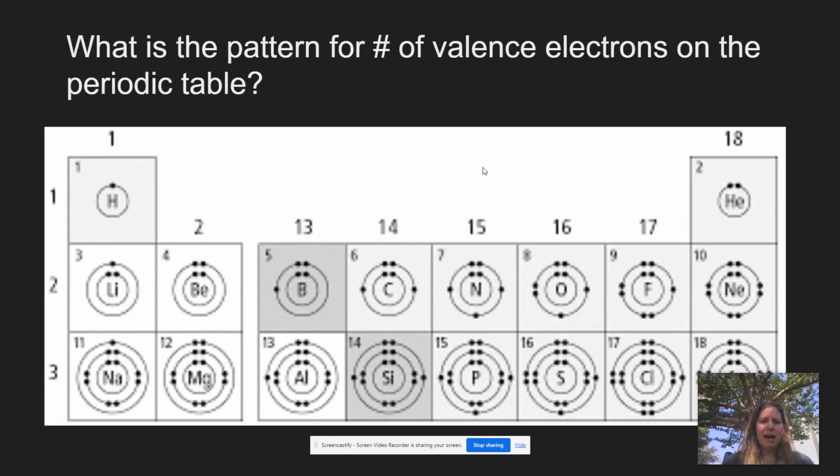It's important to know the pattern of valence electrons on the periodic table. So look closely and see what pattern you can find as you go across the periodic table. Hopefully you notice that every atom in the first column has 1 valence electron. Every atom in the second column going down has 2. If you skip the transition metals and go to column 13, they all have 3, 14, 4, 15, 5, 16, 6, 17, 7, and 18, 8. And all the atoms in the last column have that full outer energy level and are really stable.